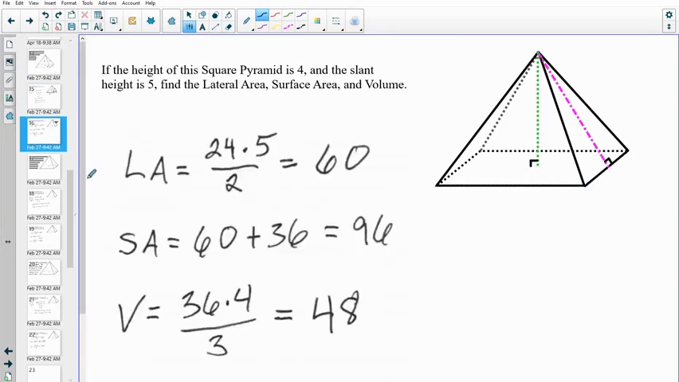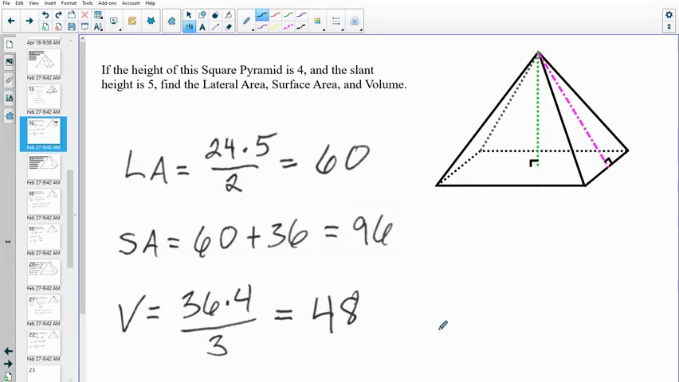So I'm going to go straight to my formulas. Lateral area is the perimeter of the base, 24, times the slant height, that was 5, divided by 2. Plug that in a calculator to find 60. Total surface area, take the lateral area plus the area of the base. That came from 6 times 6, get a total of 96. And then finally, the volume is area of the base times the height of the pyramid, divided by 3. And I got 48 for that one.